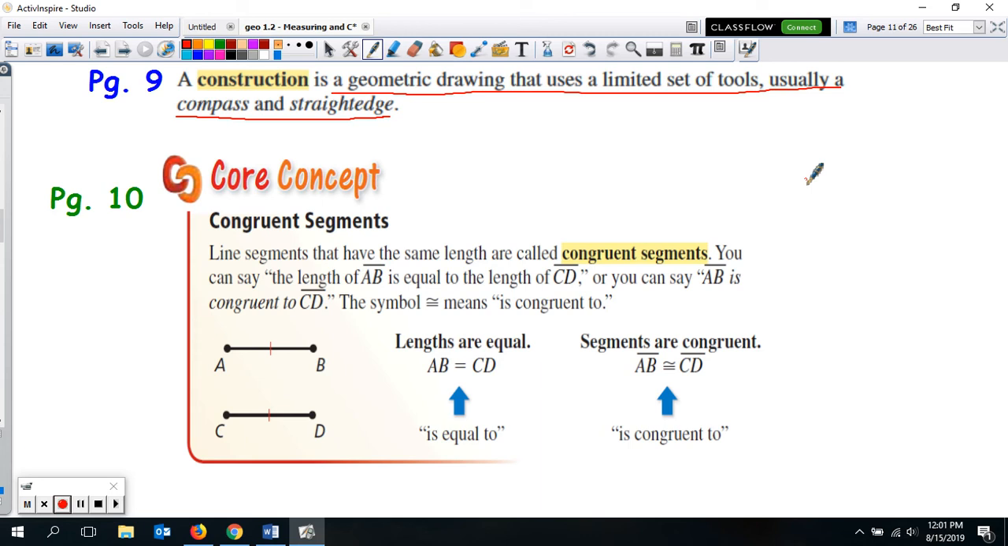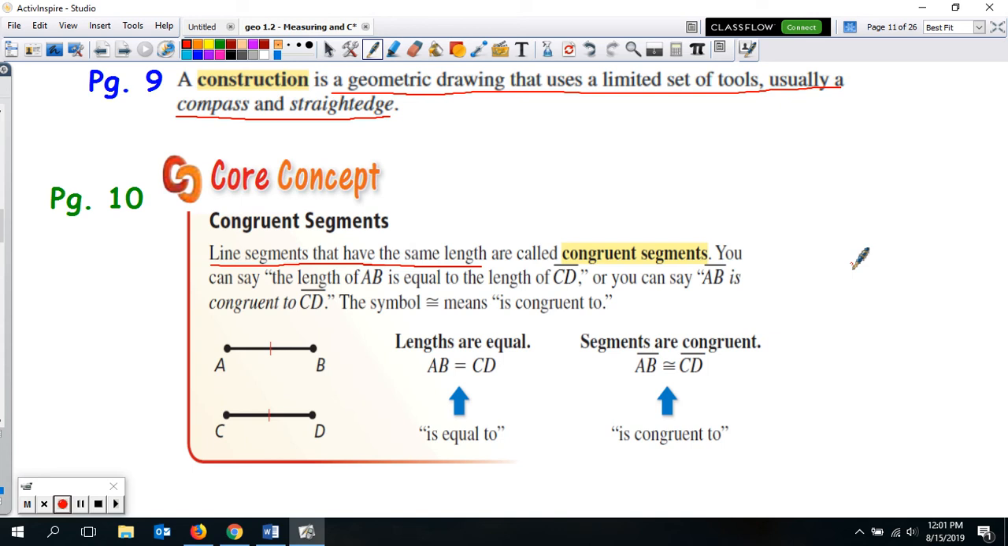Our core concept here is congruent segments. Now, the word congruent, when it's in the core concept, you don't have to write down in the vocabulary because the definition is already here for you. Just highlight congruent segments here, as this is a vocabulary word, and here is the definition. It's basically line segments that have the same length are called congruent segments. You can just highlight that right there on your notes on page 10.